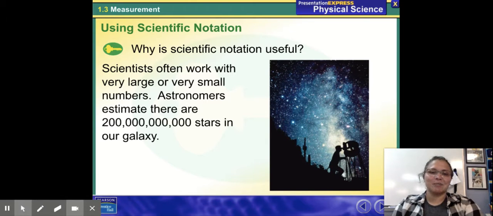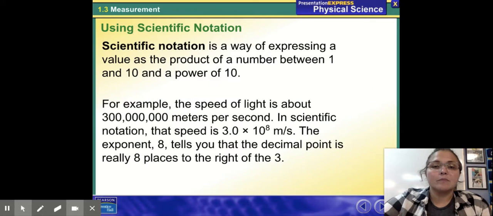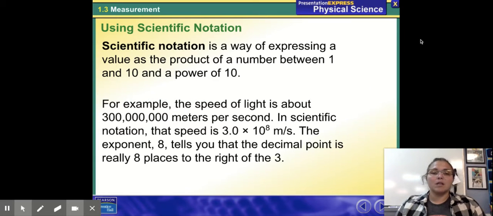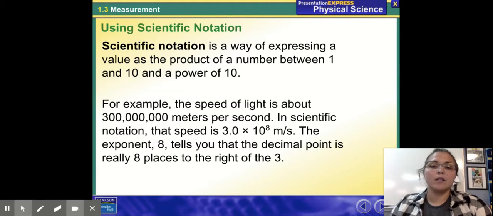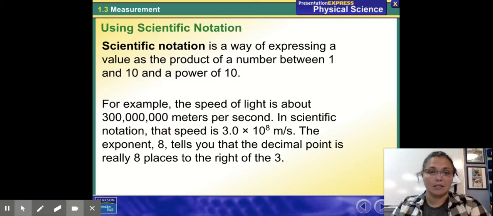1.3 Measurement. Scientists often work with very large or very small numbers. Astronomers estimate there are 200 billion stars in our galaxy. Scientific notation is a way that we can express a value as the product of a number between 1 and 10 and a power of 10.